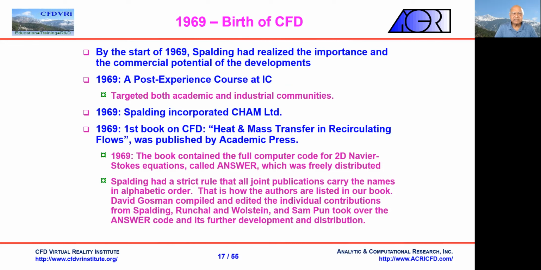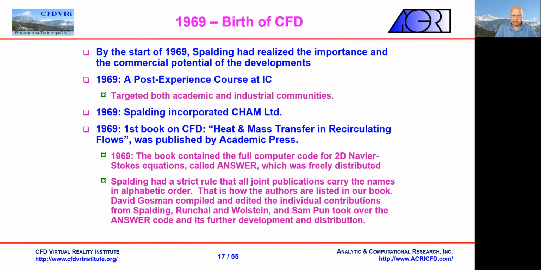So if we're looking at the birth of CFD, I would call 1969 the year. That is when Spalding had realized the importance of the commercial potential of CFD. He arranged a post-experience course at Imperial College, which targeted both academic and industrial communities. And he incorporated a commercial company, the first commercial company in CFD, called CHAM. Also, the first book on CFD, Heat and Mass Transfer in Recirculating Flows, was published by Academic Press.